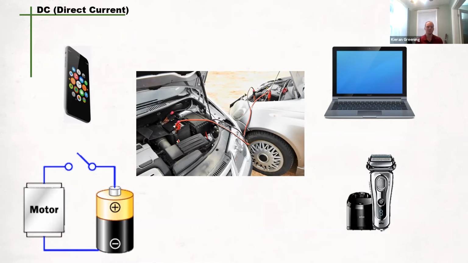Other examples of DC current, some images on the screen. There's obviously a lot more, but most small electronics that are battery powered, laptops, phones, mouses, keyboards, they all have direct current.